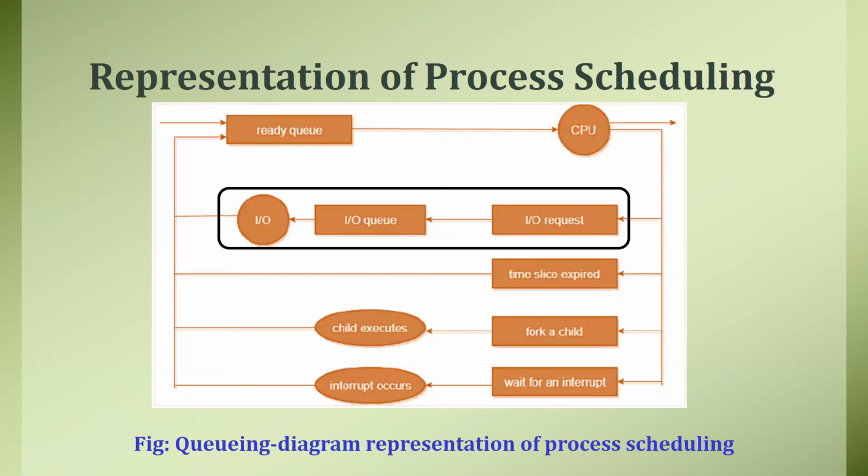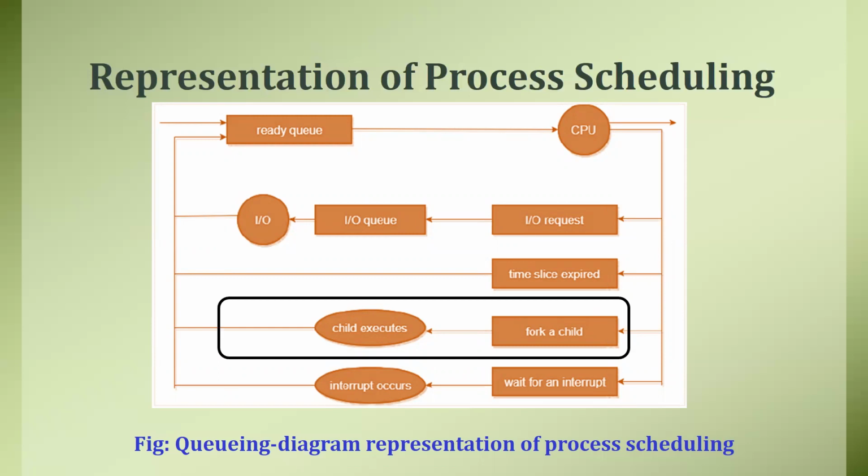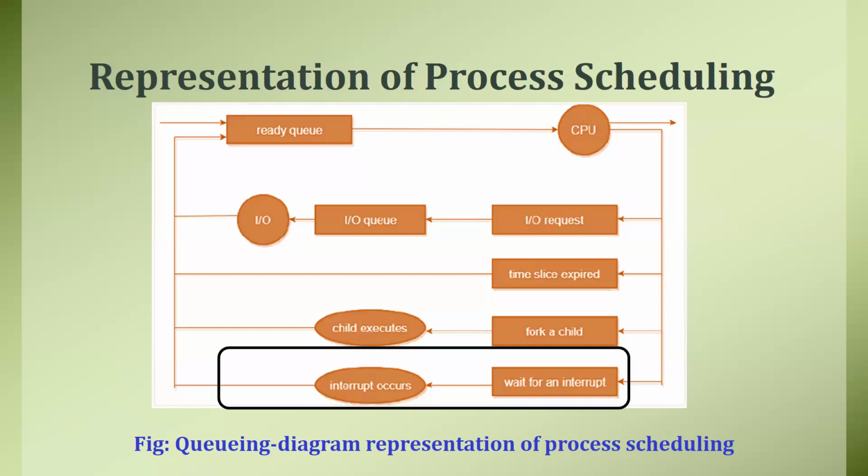A new process is initially put into the ready queue and it waits there until it is selected for execution, or dispatched. Once the process is allocated the CPU and is executing, one of several events could occur. The process could issue an I/O request and then be placed in an I/O queue, or the process could create a new child process and wait for the child's termination, or the process could be removed forcibly from the CPU as a result of an interrupt and be put back in the ready queue.